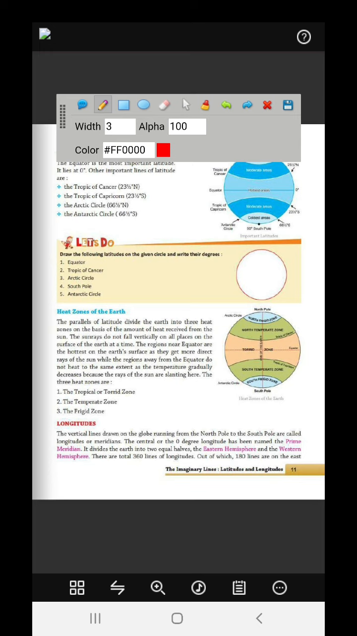Now, what are the heat zones of the earth? The parallels of latitude divide the earth into three heat zones, based on the amount of heat received from the sun. Sun rays do not fall vertically on all places at the surface of the earth at all times.